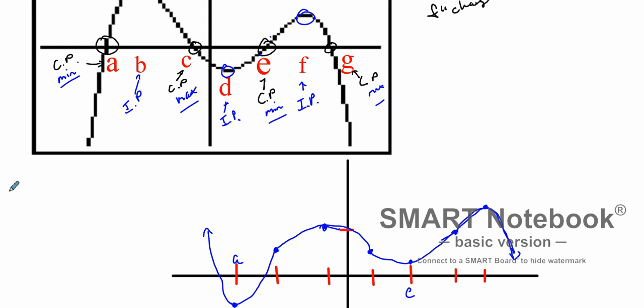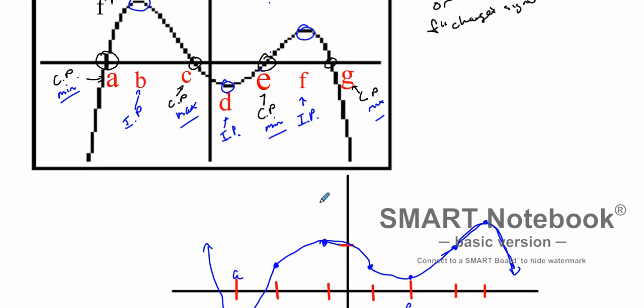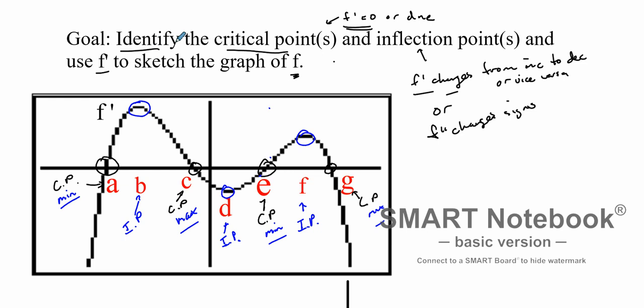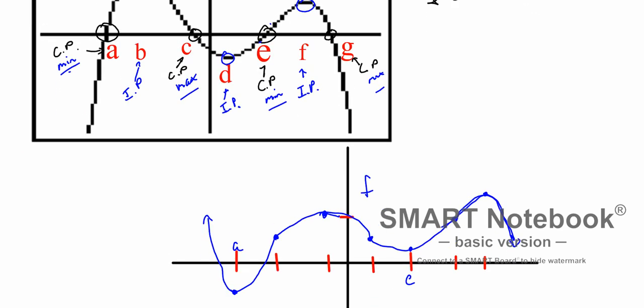Okay, so this is the graph of F. When you're looking at that, make sure you're identifying the critical points, which will tell you where the mins and maxes of F are, and also points of inflection. Those will also help you sketch the graph. So I hope this makes sense.